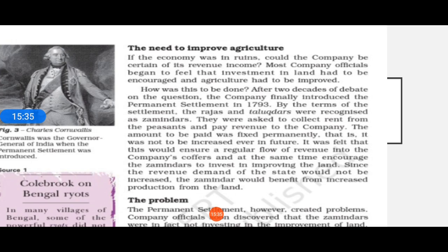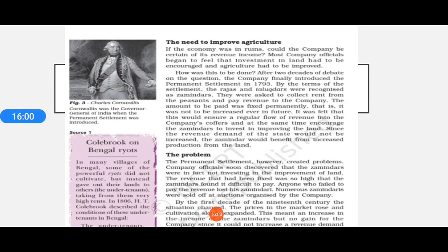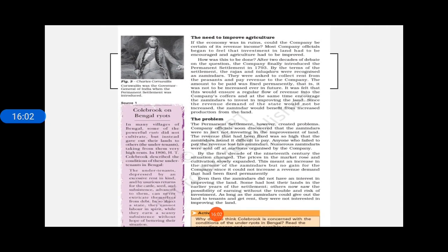So this was the hierarchy in the rural area, the countryside, and above them, who was the supreme power? British power was the supreme power above all of them. They tried to impose power for the collection of revenues, because what was the ultimate aim of the Britishers? To collect revenue as much as possible. So now, students, first of all we are going to see what the permanent settlement is about.